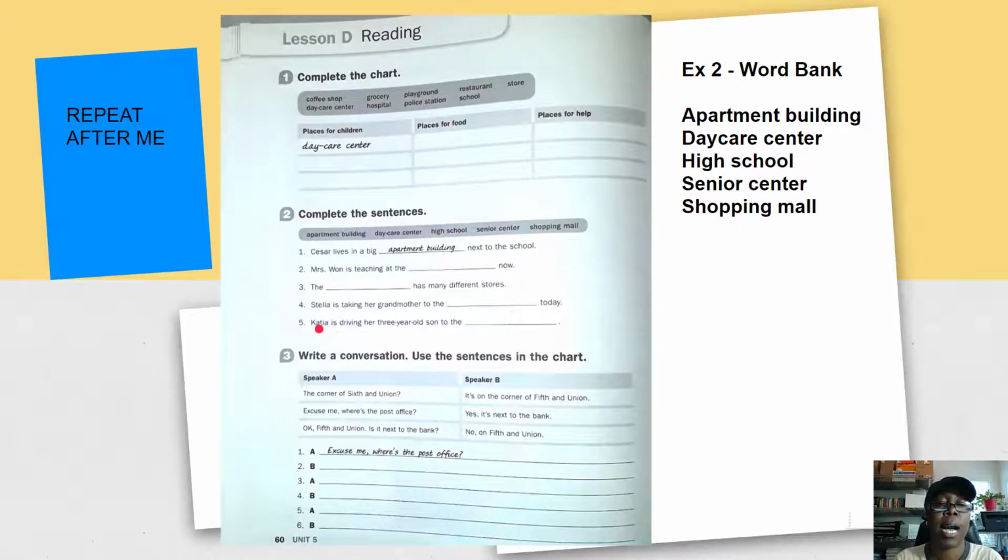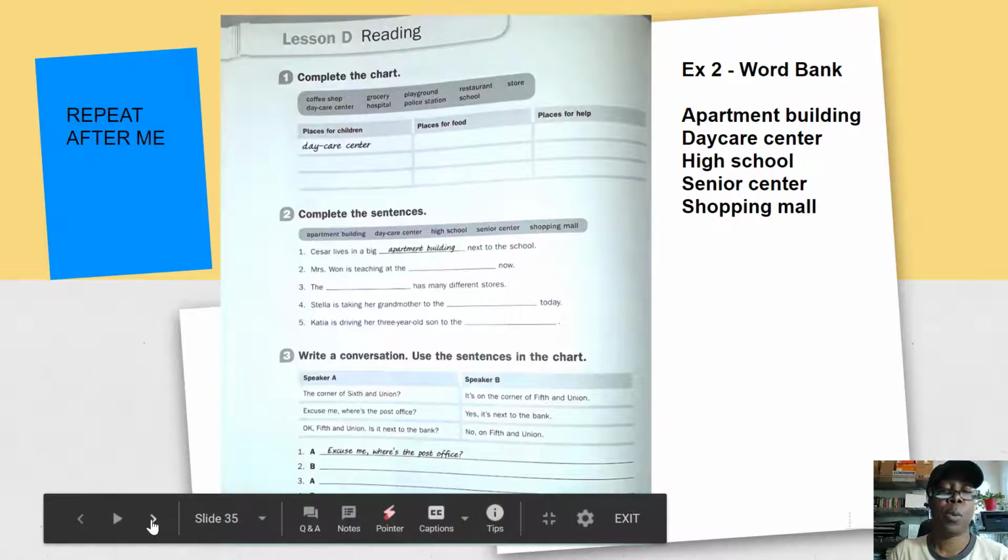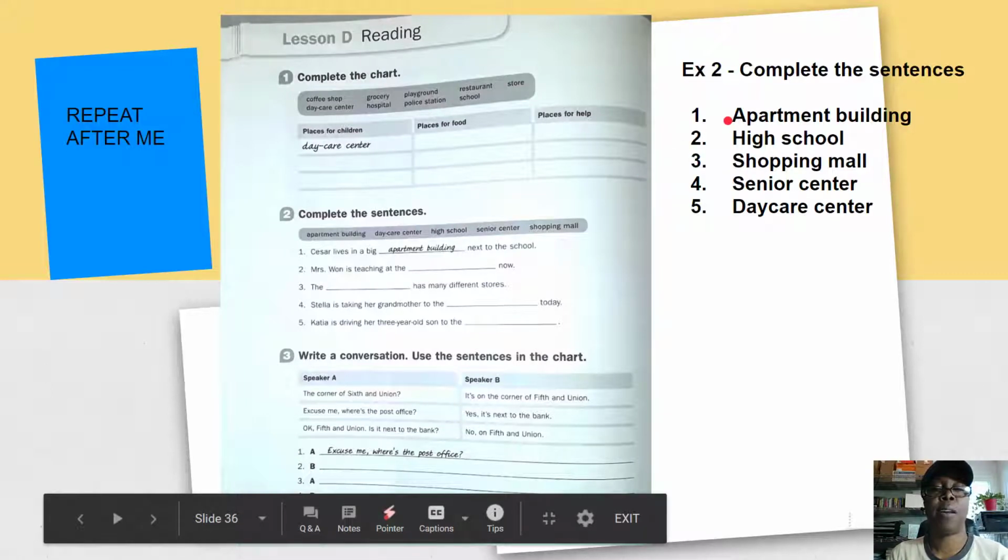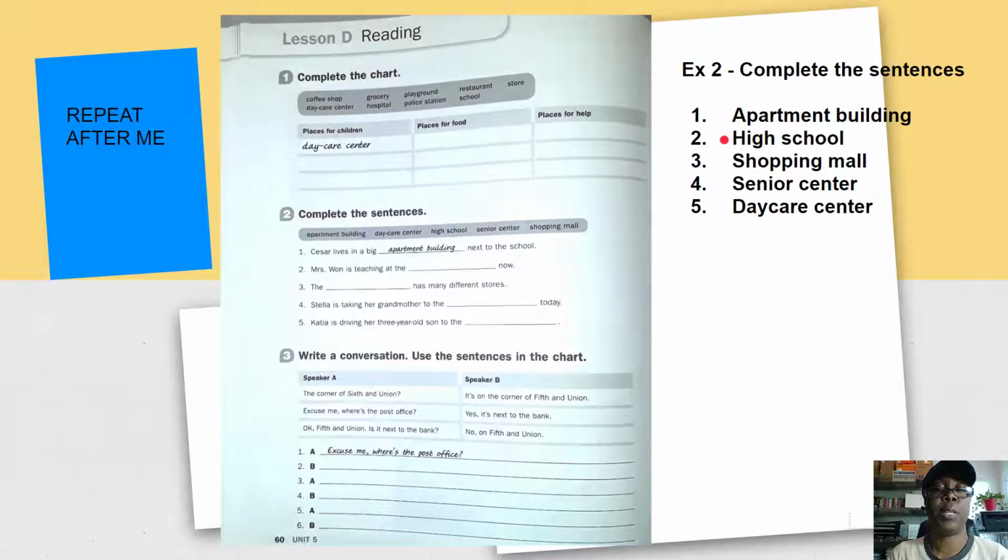And number 4, Katya is driving her 3-year-old son to the... So what's our first clue? 3-year-old son. So young kids, babies until about 4 or 5 years old, they go to a daycare center. Right? So when we look at our answers, number 1 is apartment building. Number 2 is high school. Number 3 is shopping mall. Number 4 is senior center. And number 5 is daycare center.